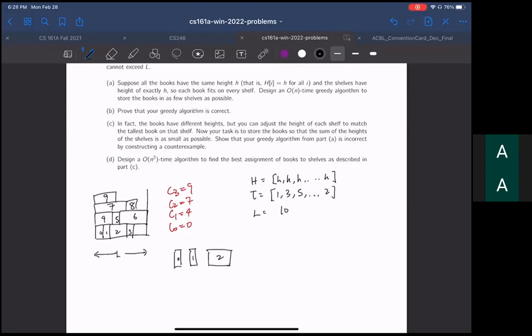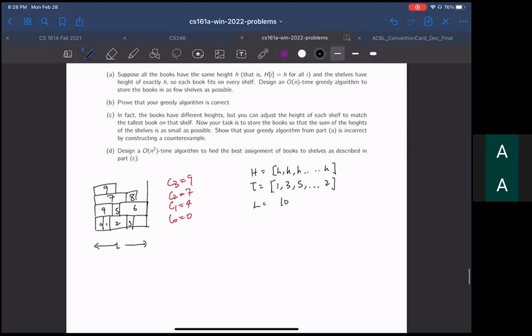The rule is we have to put the books in order. So the books 0, 1, 2, 3, we have to put them in that order. Now you can move them to different shelves, but if you move them to a different shelf, then you have to also move the books after it. They always have to remain in order from left to right.